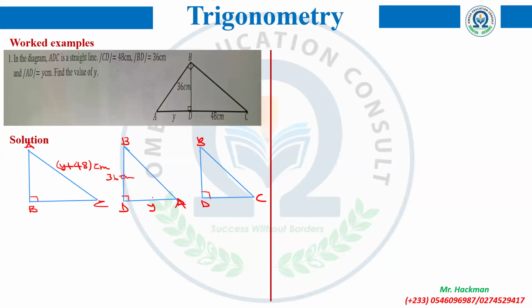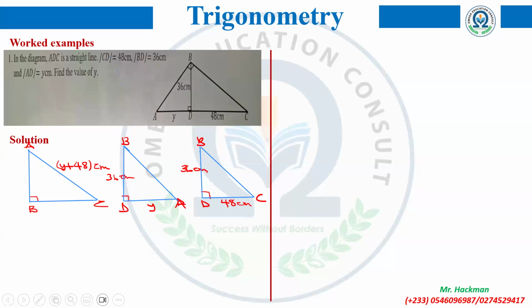Yes, please. Then we come to the last one. We know DC. DC is here, so that was 48 cm. And we also know BD. And BD, we know is what? 36. My professors, I hope you are following. Yes, please. It is 36 centimeters.